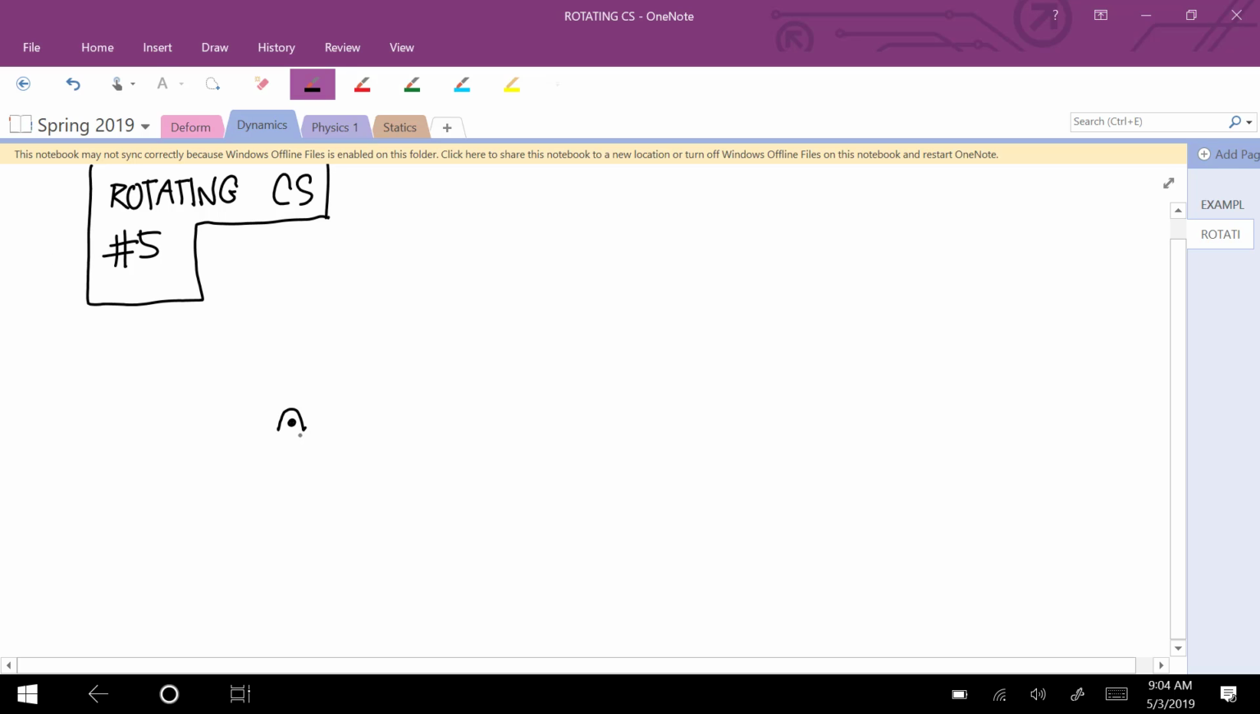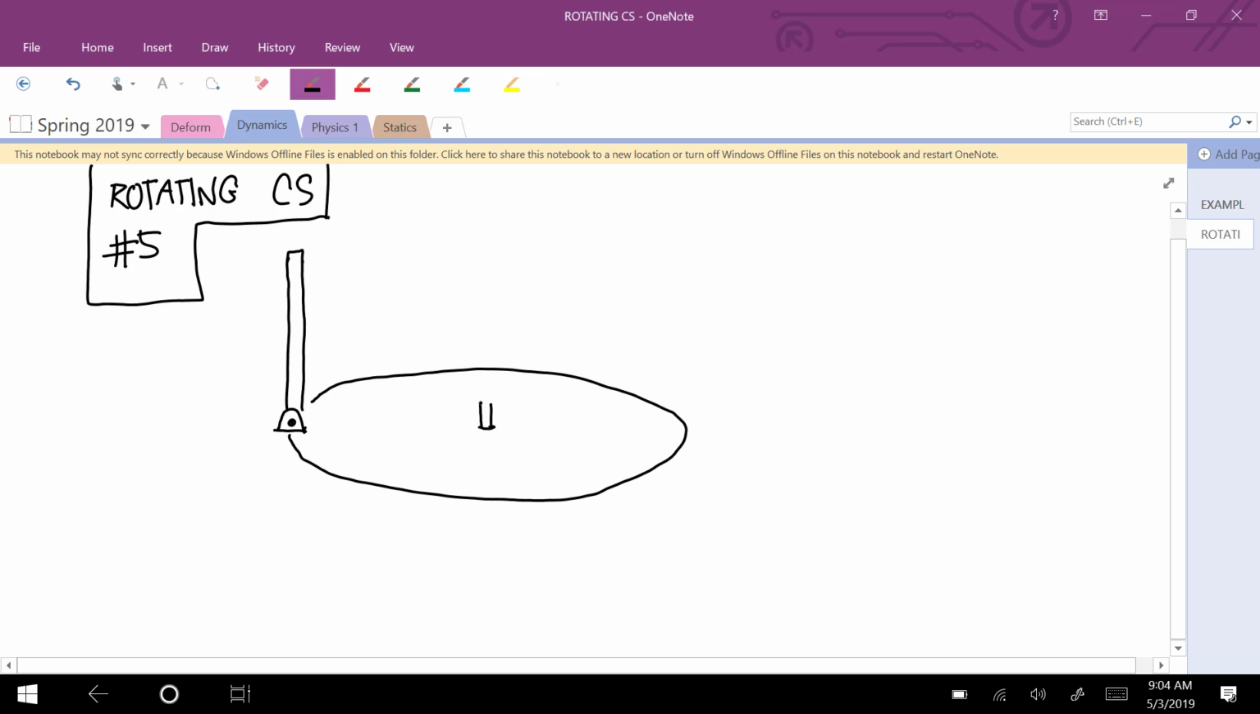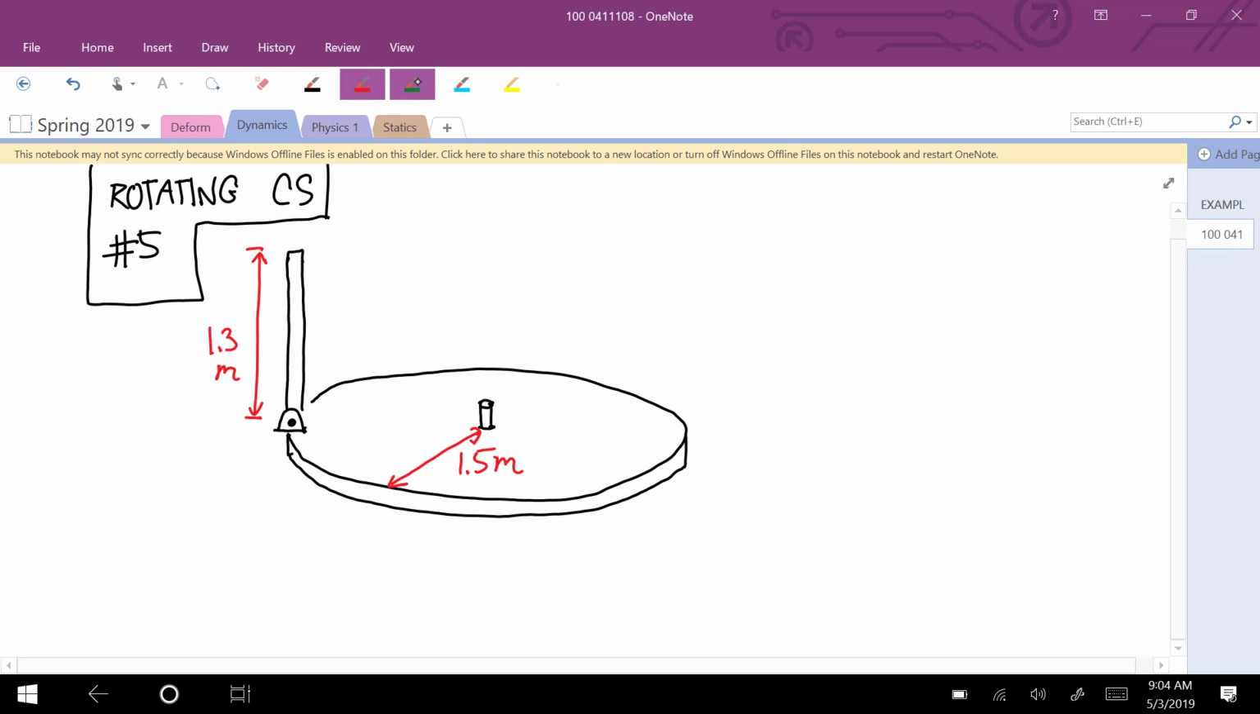Let's see. So there's a pin joint connected to a rod, and that's attached to a disc that rotates around a point in the center. And the radius of the disc is 1.5 meters. The length of the rod is 1.3 meters. And it says calculate the acceleration of this point P using two different coordinate systems. And it gives angular velocities and stuff. The disk rotates about its center with an angular velocity of -5.